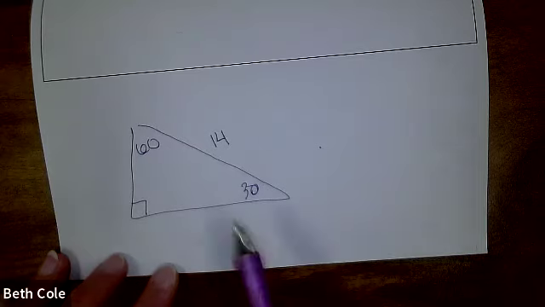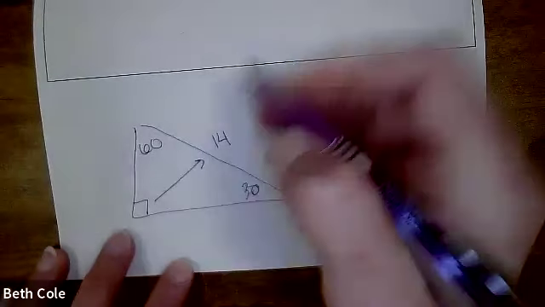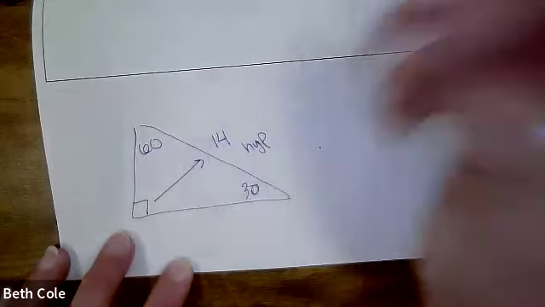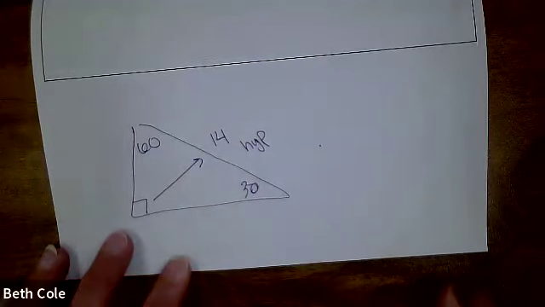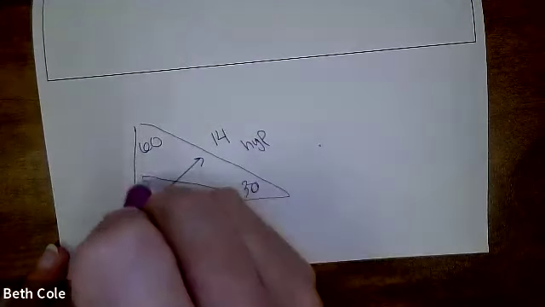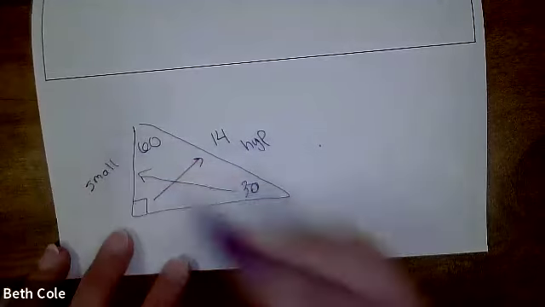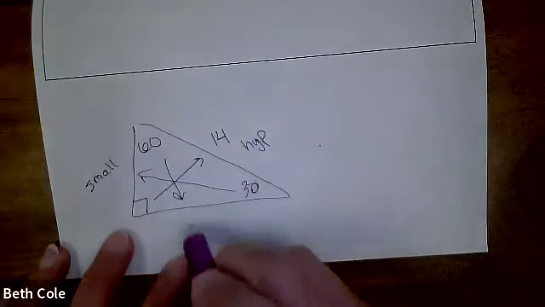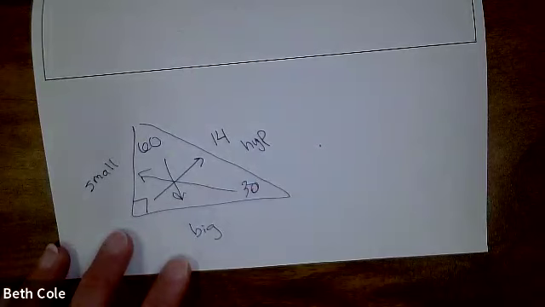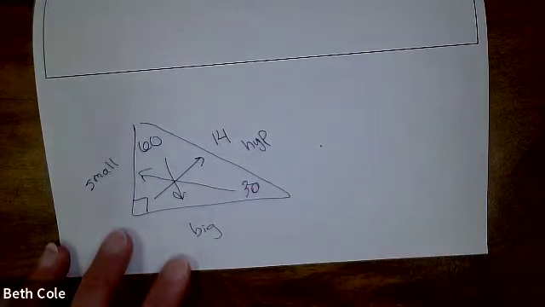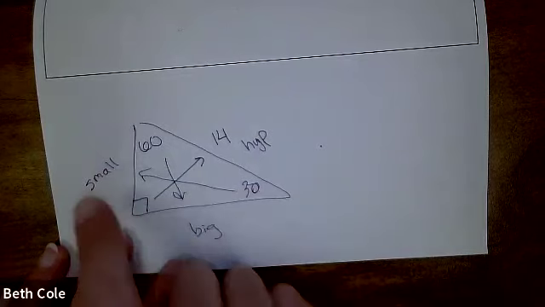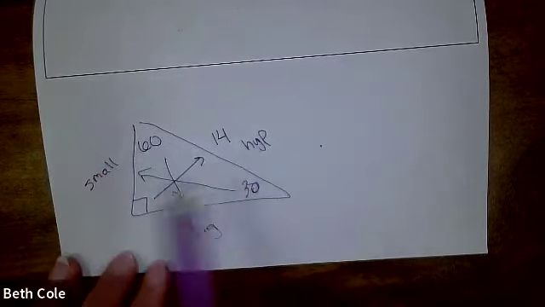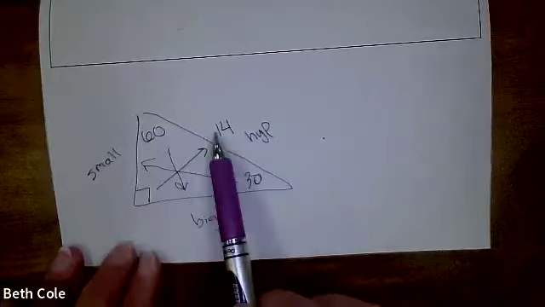So in the scenario I drew here, 14 is the hypotenuse. Across from the 30 is small. Across from 60 is big. Again, to be clear, the hypotenuse is the biggest side. I'm just calling these small and big to tell the difference, right? So what would our small side be? Anyone want to give it a shot?